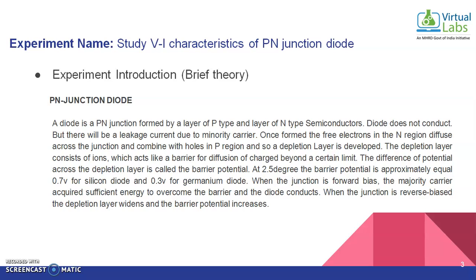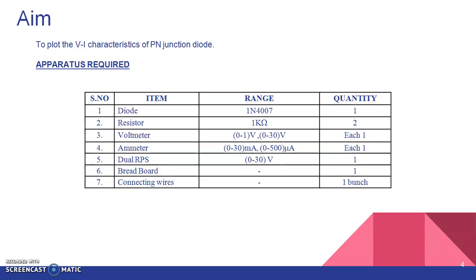In the PN junction diode, when we give a forward bias, the majority carriers acquire sufficient energy to overcome the barrier, and the diode will conduct. When we connect the reverse bias, the depletion layer width will be widened and the barrier potential will increase. For this experiment, the main aim is to plot the graph for VI characteristics of the PN junction diode.